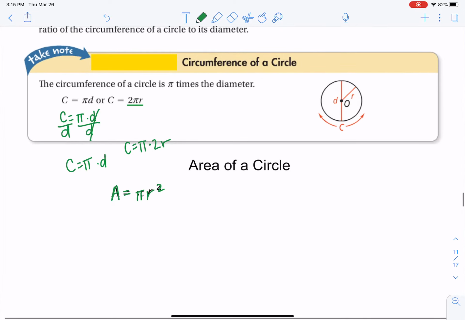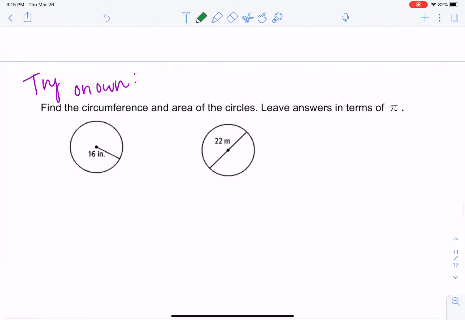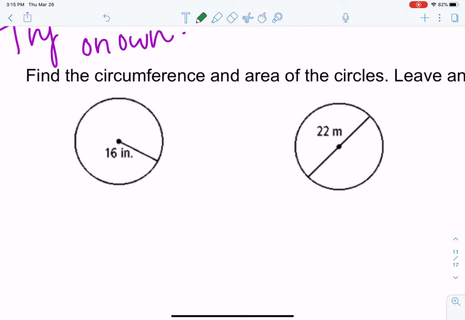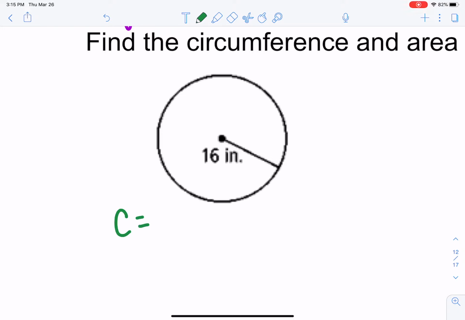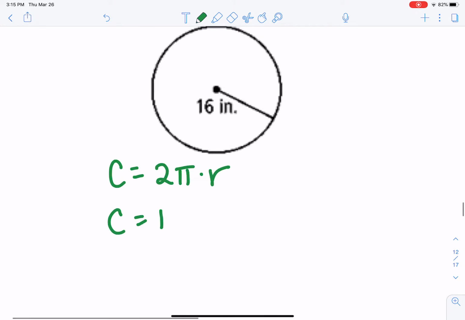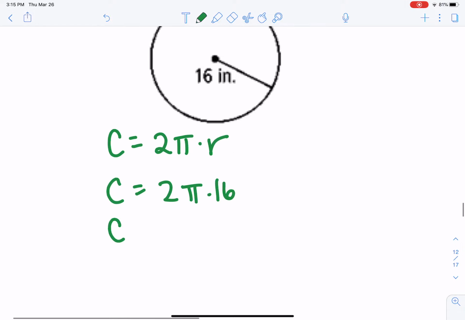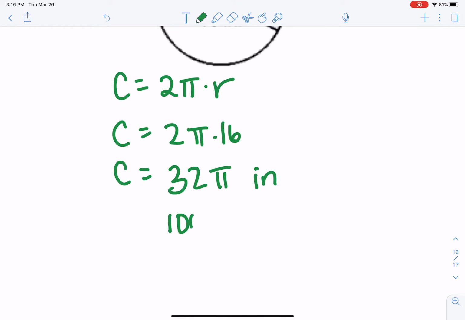So let's try a couple of these. It says find the circumference and the area and leave your answer in terms of pi. So the circumference here, since they gave us the radius, I'm going to use 2 times pi times r. The radius is 16. 2 times pi times 16, and I just get 32 pi inches. If you'd like to get a decimal, you can type that into your calculator, and you will get 100.53 inches. So either one of those will work.